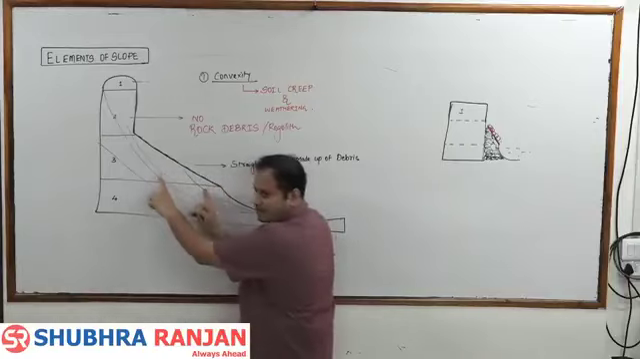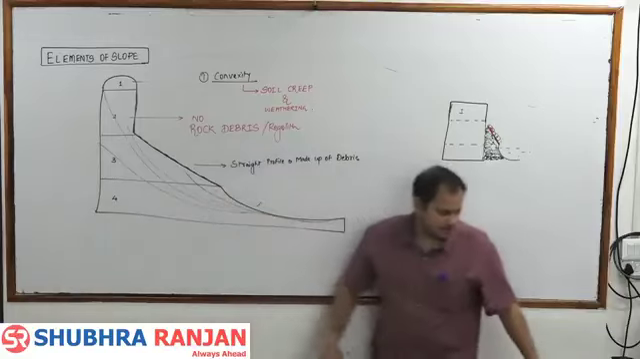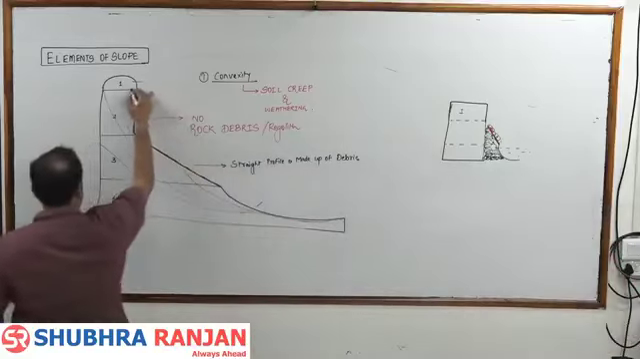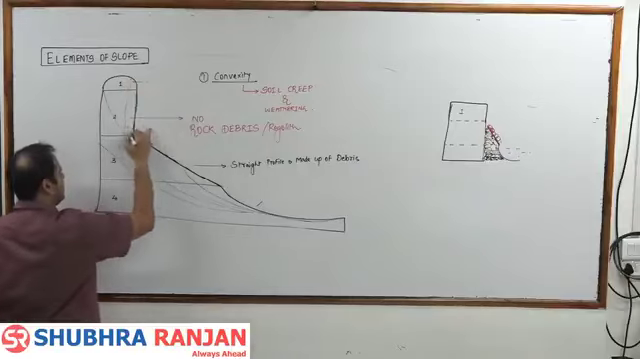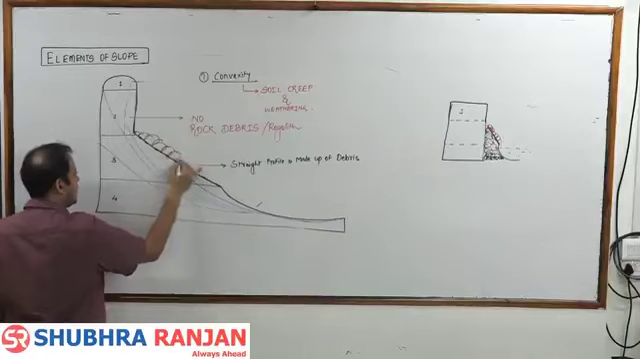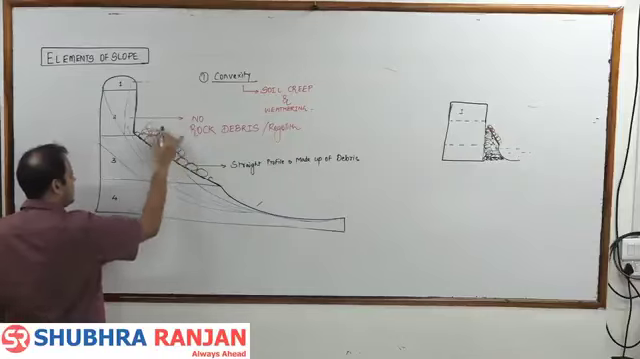Once it is formed, now there is parallel retreat from the free face, and the debris is getting accumulated here. Debris will get accumulated over the period of time.